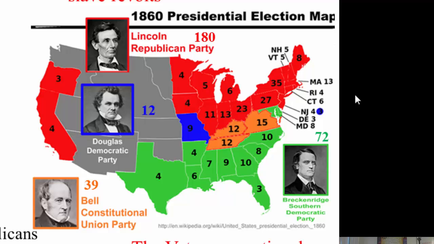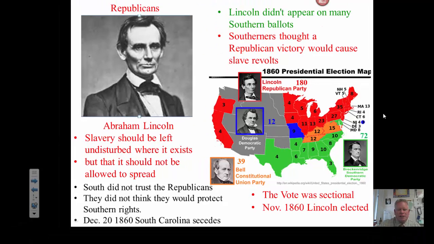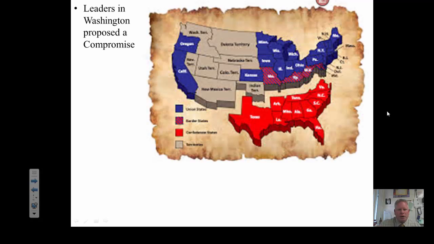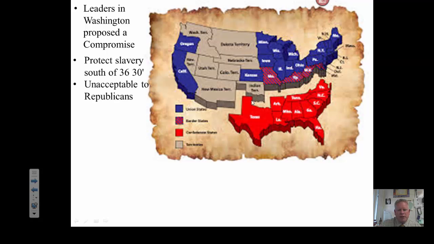Now the South did not trust the Republicans. They did not think that the Republicans would protect Southern rights. So one month later, on December 20th, 1860, South Carolina seceded from the Union. Well, leaders in Washington tried to save the country by proposing a compromise, which basically said they would protect slavery below the 36°30′ line. But this was completely unacceptable to the Republicans.